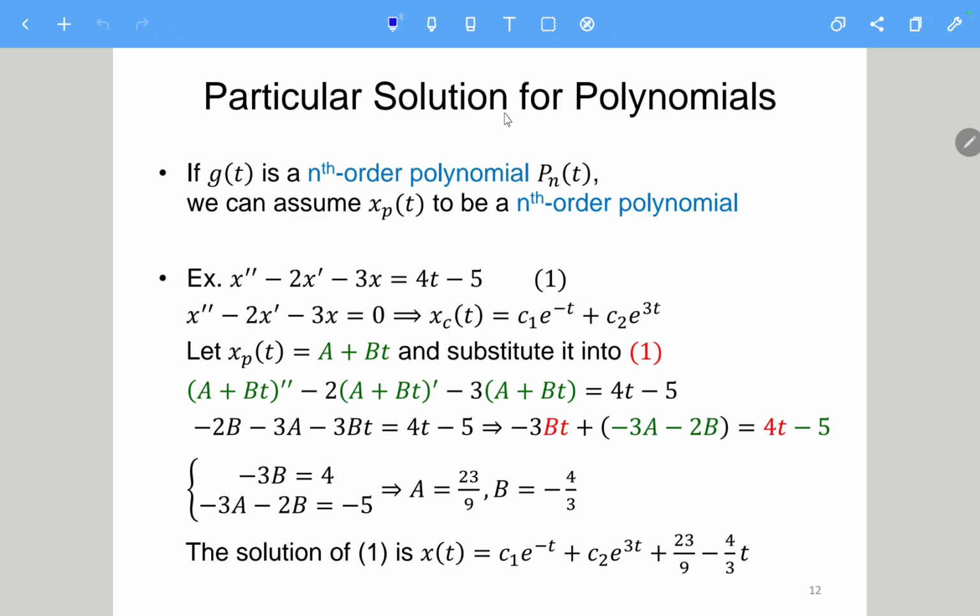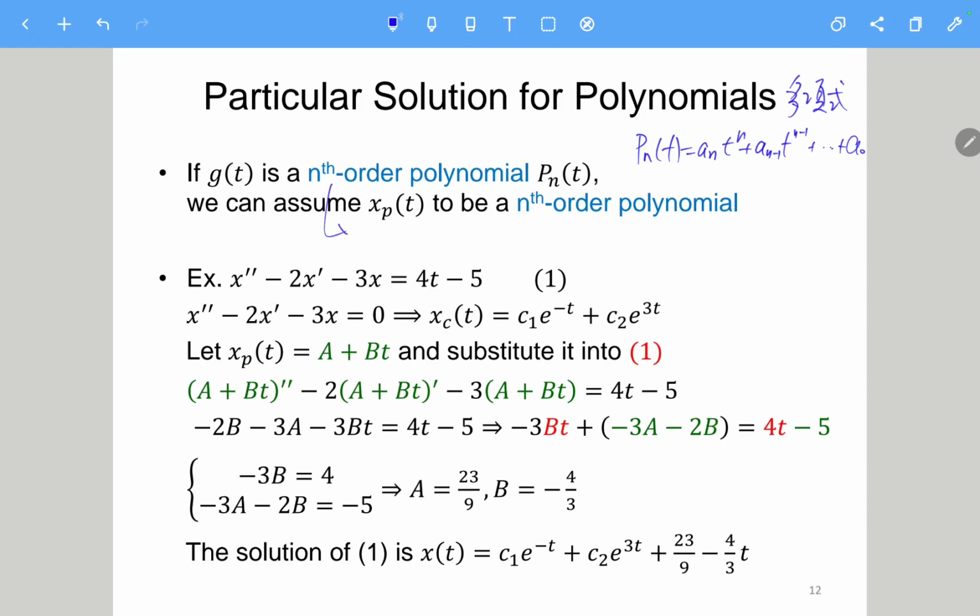Okay, so the first one, which is the simplest case, I think, is for polynomials, 多项式. You should know a polynomial Pn of t should be something like a_n t to the nth, and then a_(n-1) times t to the n minus 1 power, and then all the way down to a sub 0. So it's the nth order polynomial. And of course, the simplest case is the zero order one.